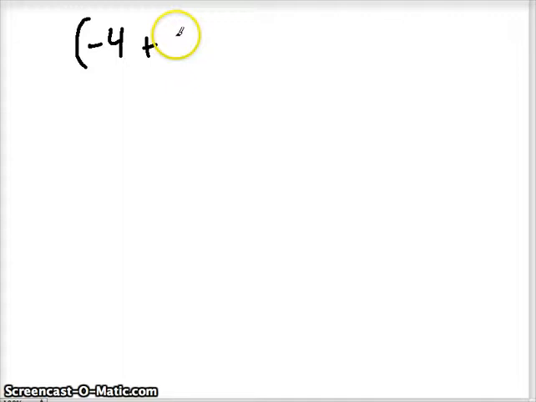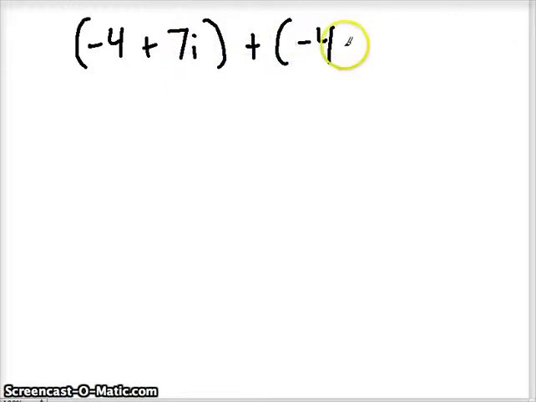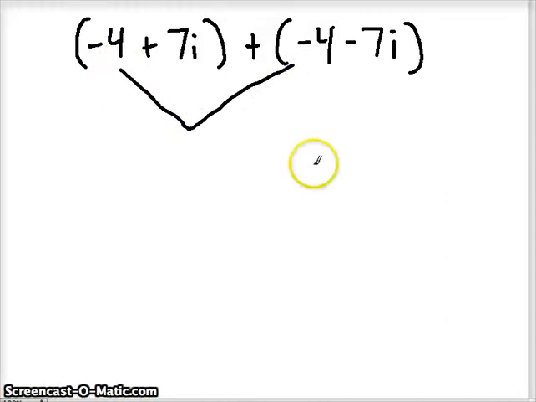Doesn't matter if our real number is positive or negative. Still just going to combine like terms, combine those real numbers, combine your imaginary numbers. So we could even do it by drawing little arrows. We don't have to necessarily put them in different parentheses. So here we have -4 plus -4. So those two real numbers combine to make -8.